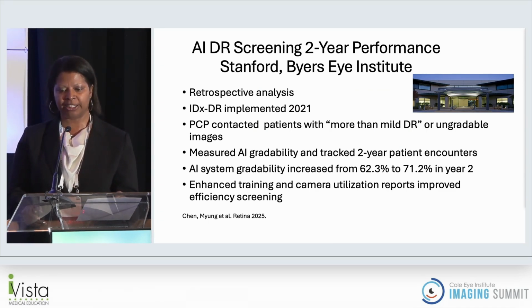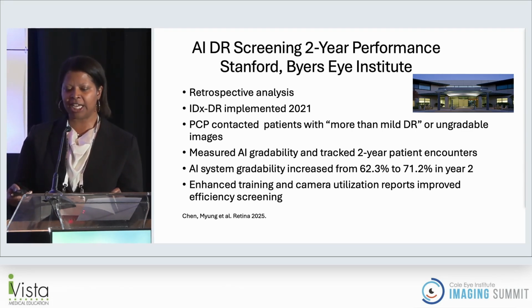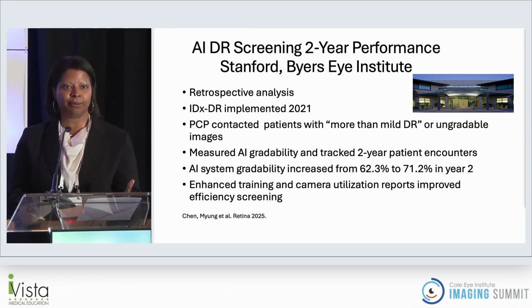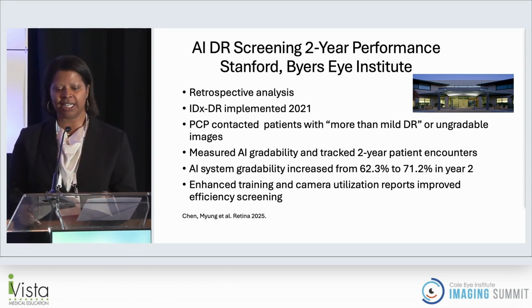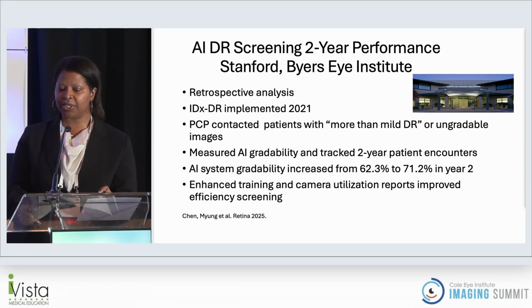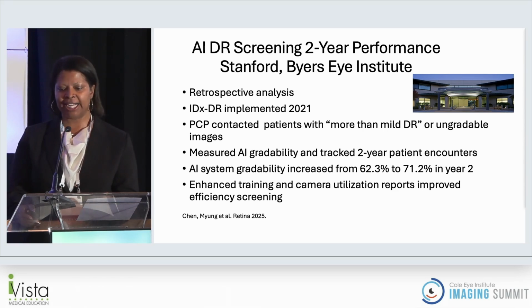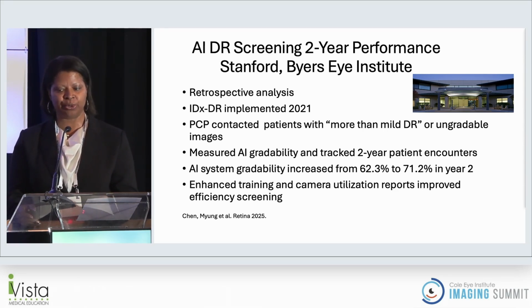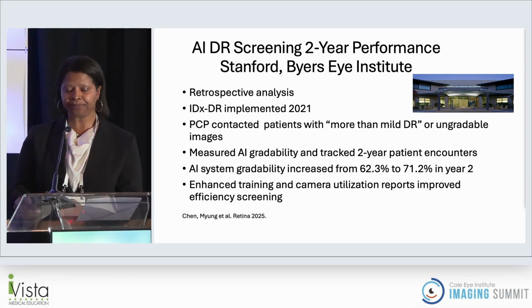So this was a retrospective analysis. The IDX-DR was implemented in about 2021. Again, the primary care physician was responsible for contacting patients with more than mild diabetic retinopathy, or if they had ungradable images, telling the patient you need to see the ophthalmologist. So over the 2-year time period, the AI system gradability increased from about 60% to 71% in year 2. And how did the authors do this? So they talked about enhanced training and camera utilization to improve the efficiency of screening as well as refining their workflow.